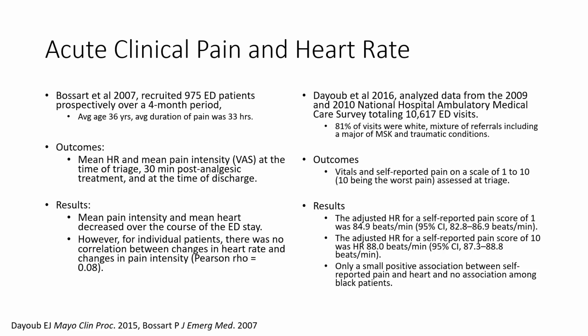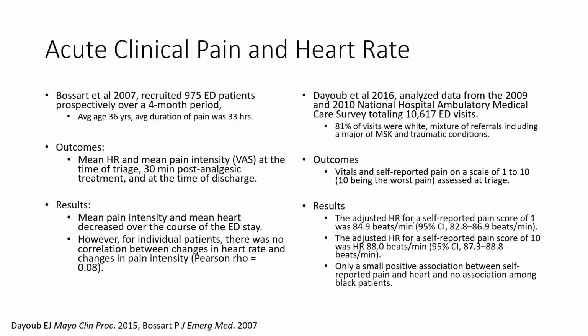Dayob et al. looked at the National Hospital Ambulatory Medical Care Survey, so about 10,000 ED visits. 80% of the participants were white patients. The majority were musculoskeletal or traumatic conditions, so we're talking about fractures, sprains, strains, dislocations, open wounds, a crush injury. The outcomes they tracked were vitals and, again, a self-reported pain scale, 1 to 10, 10 being the worst. It's a triage, pretty common, right?